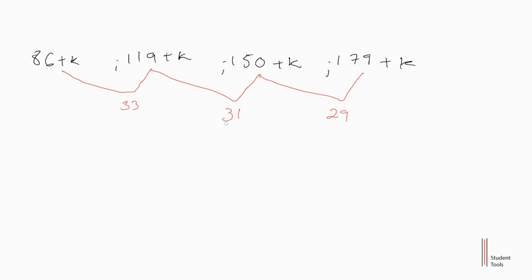Second differences, we have this one minus this one, that is 31 minus 33, that is negative 2. And this one minus this one, that is negative 2. So we have a common difference here. So this means that this is still a quadratic pattern. So when we have a quadratic pattern, we have a formula which helps us determine the general term. And the formula is Tn is equal to an squared plus bn plus c.